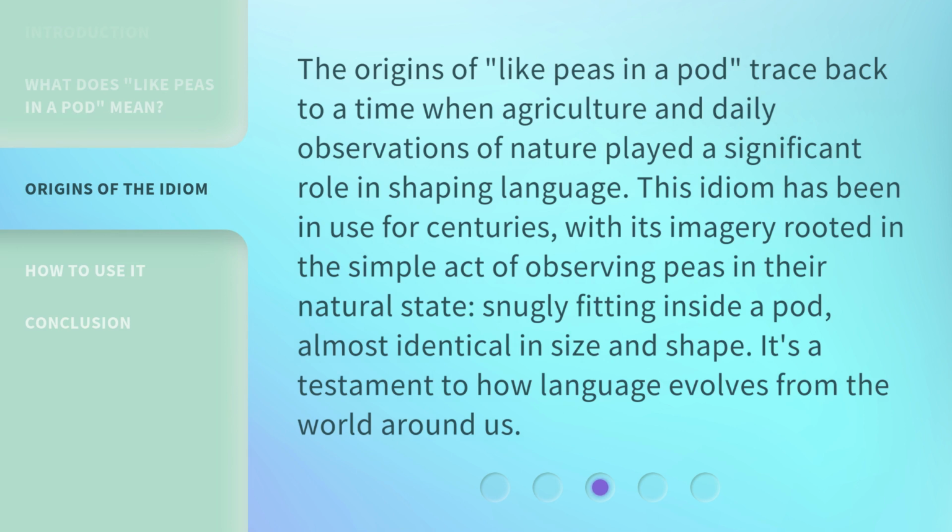The origins of "like peas in a pod" trace back to a time when agriculture and daily observations of nature played a significant role in shaping language. This idiom has been in use for centuries, with its imagery rooted in the simple act of observing peas in their natural state, snugly fitting inside a pod, almost identical in size and shape. It's a testament to how language evolves from the world around us.